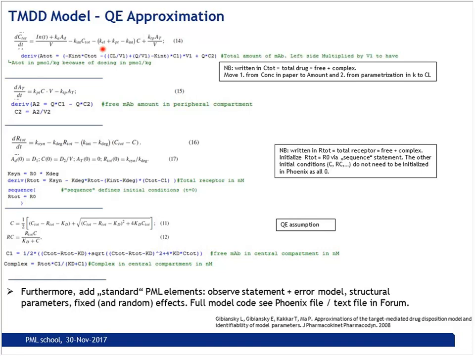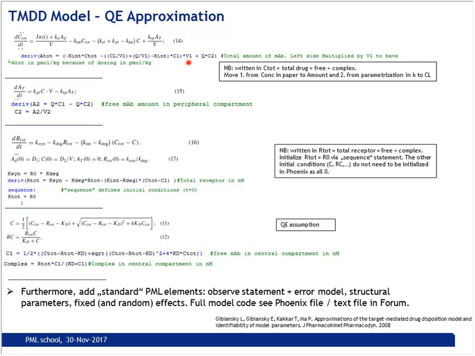And then one more thing has been done. You can see in the publication, this is written as a concentration. It's the change of a concentration. I switched to the change of an amount. So what I did, I just multiplied the whole thing to the left by a volume, and then you arrive at the amount, of course.